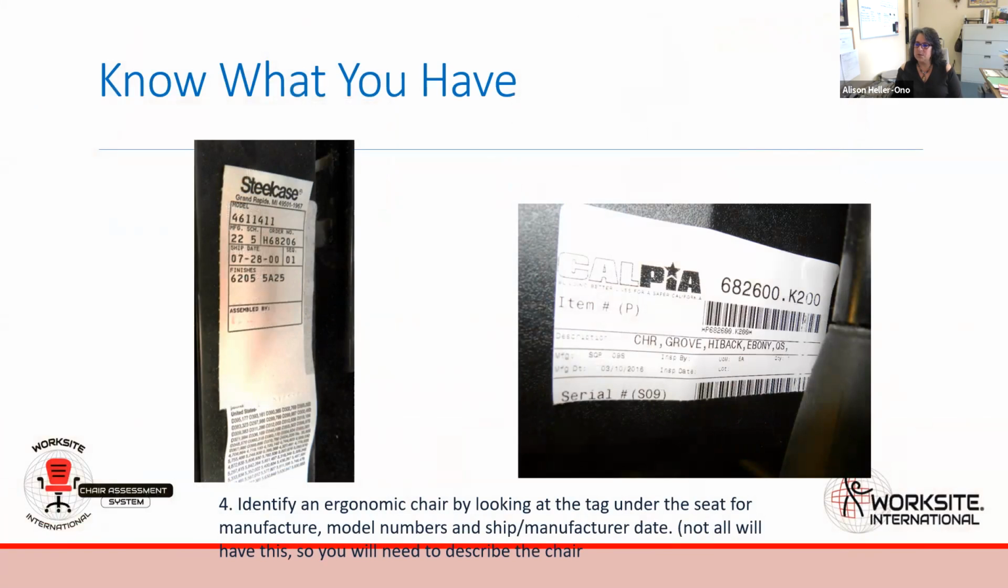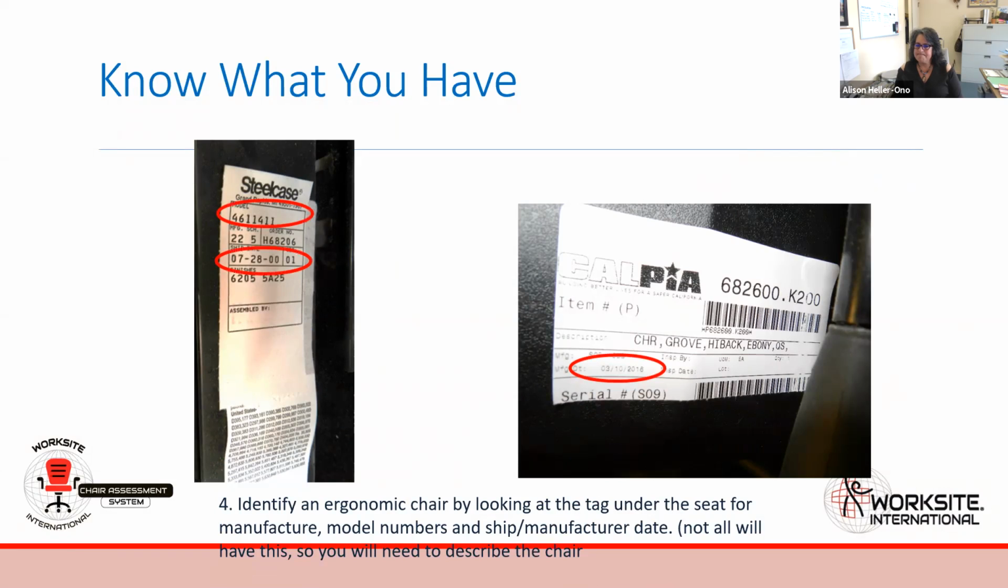Point 4 from last week, identify an ergonomic chair by looking at the tag under the seat for manufacturer, model numbers, and chip manufacturing date. Now, we talked about how to look for this, and I showed you the posture that I advise for you to be in to do it.